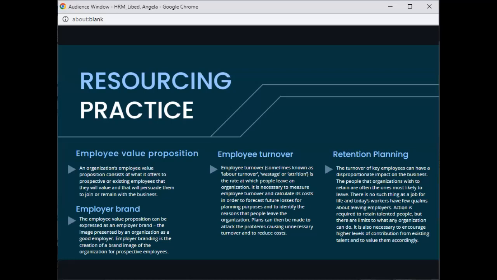Retention plan, the turnover of key employees can have a disproportionate impact on the business. The people that organizations wish to retain are often the ones most likely to leave. There is no such thing as a job for life, and today's workers have few qualms about leaving employers. So action is required to retain talented people, but there are limits to what any organization can do. It is also necessary to encourage higher levels of contribution from existing talent and to value them accordingly.